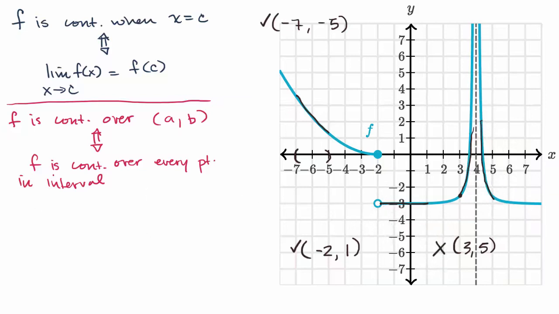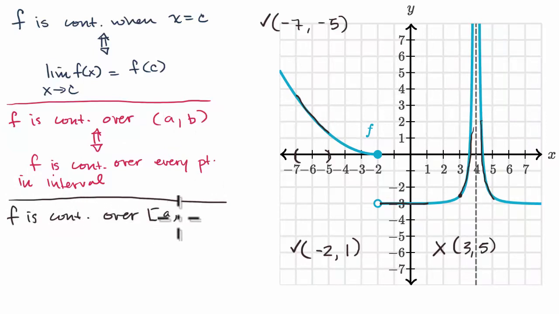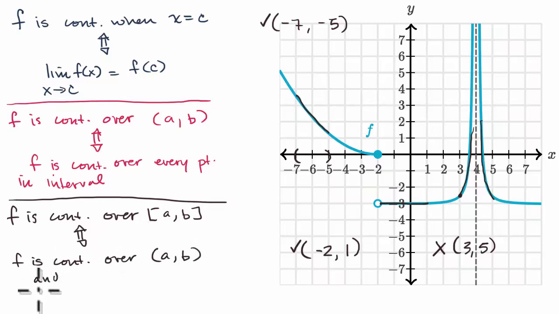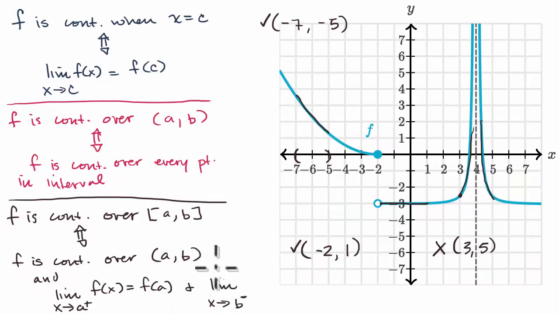So now let's think about the slightly more involved interval. The slightly more involved case is when you have a closed interval. F is continuous over the closed interval from a to b, so this includes not just the points between a and b, but the endpoints as well, if and only if f is continuous over the open interval, and the one-sided limits, let me write this: the limit as x approaches a from the right of f of x is equal to f of a, and the limit as x approaches b from the left of f of x is equal to f of b.